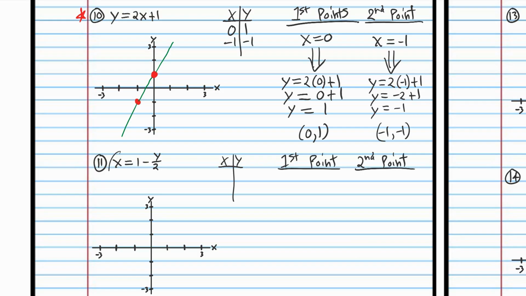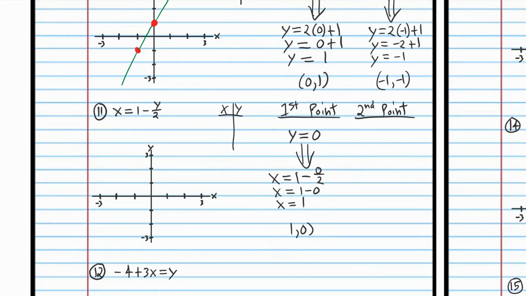All right, now x is isolated. So that means we should plug in a y value first. So if y equals 0, and we have a fraction here, so we have to be careful. If y equals 0, then solve for x. 0 divided by 2 is 0, so we have 1 minus 0. And 1 minus 0 is 1, so the point is 1, 0. Again, the x value goes first. The x value always goes first, then the y value. So 1, 0 would be here.